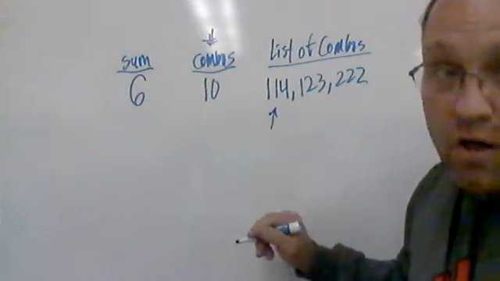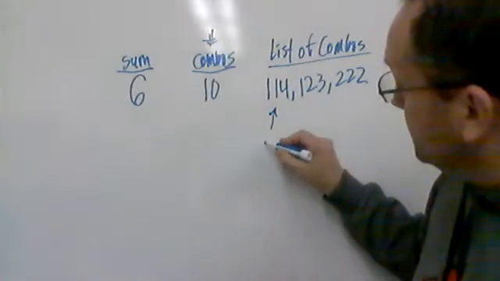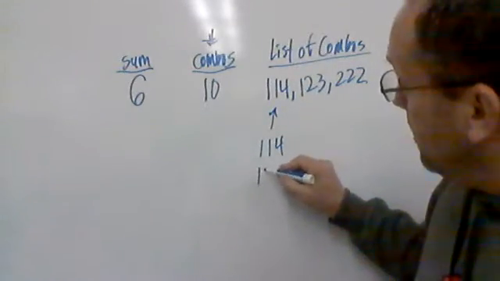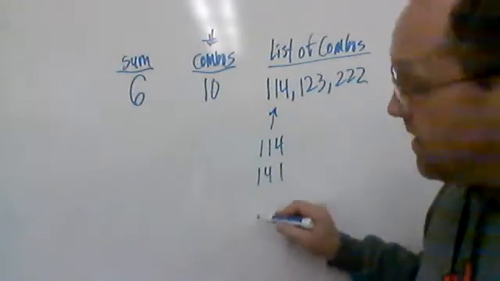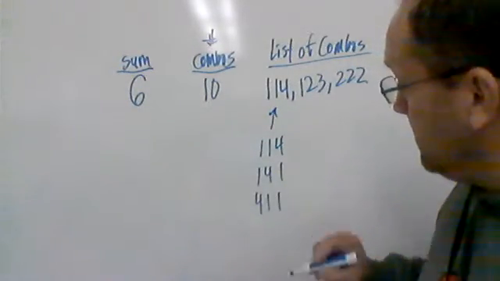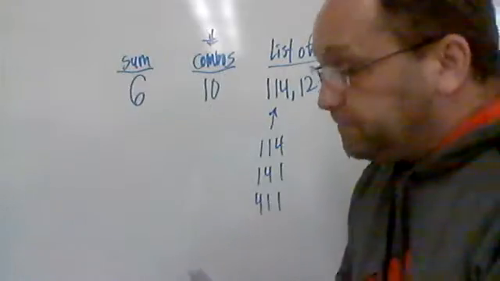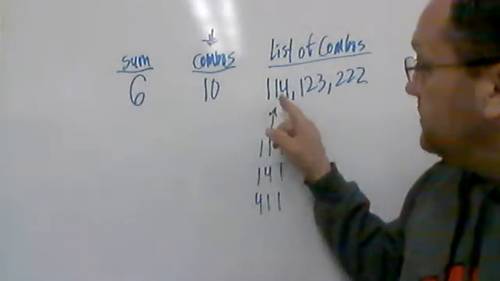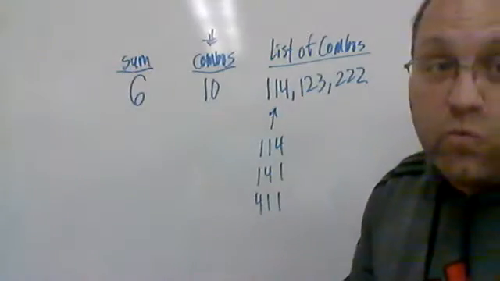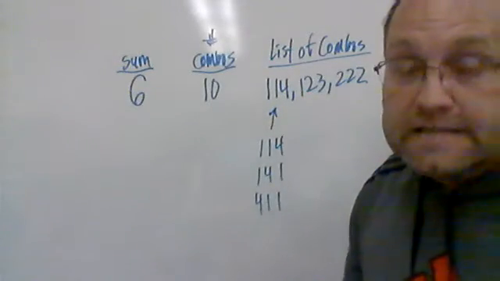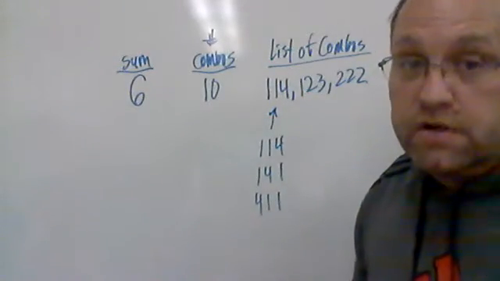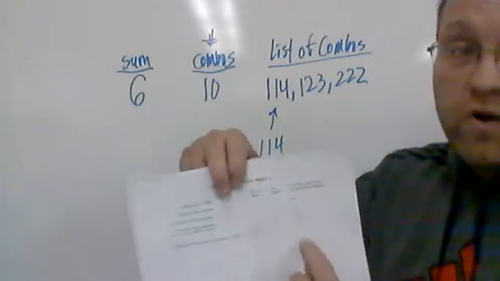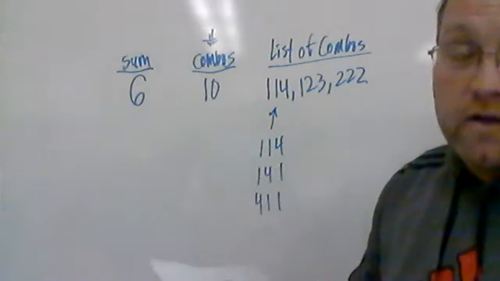Now if I go through all my sheets, I'll notice I can roll a 114, I can roll a 141, I can roll a 411, okay? I can roll any number of those, but I record them all as 114. They're just a different way. It's the same combination of numbers. They're just rolled in a different order. So for this list here, we are combining them all under one.